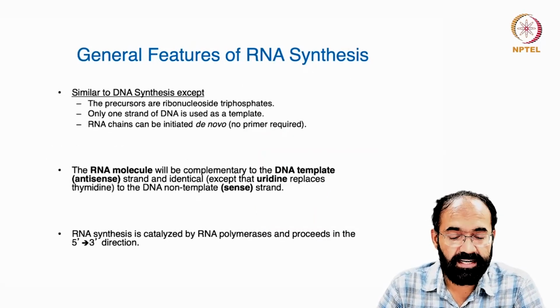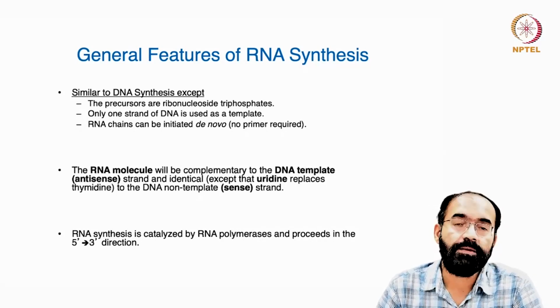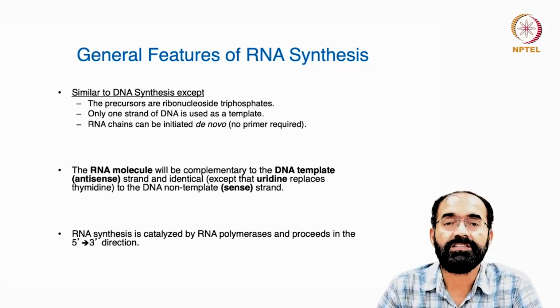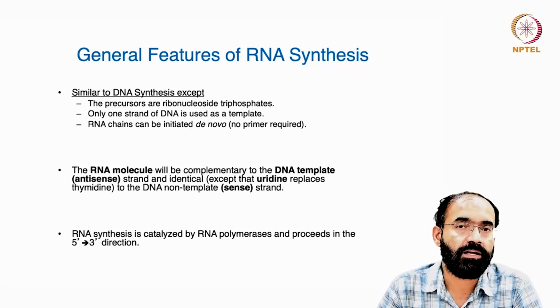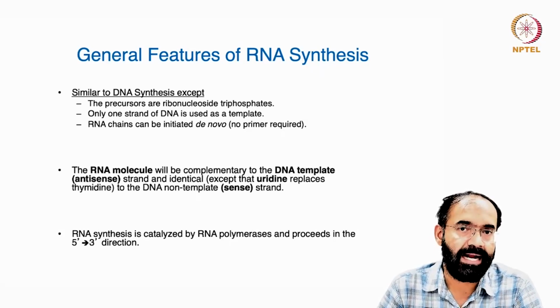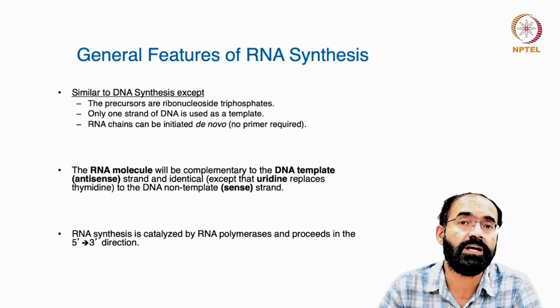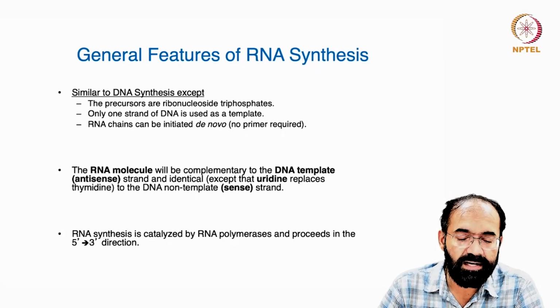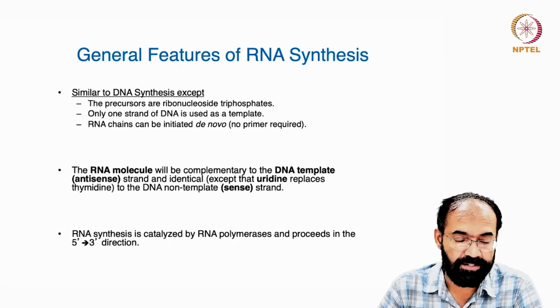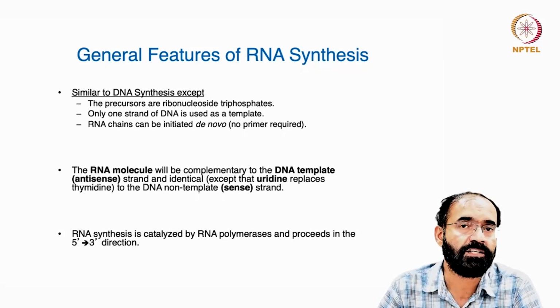Now, if you look at the general features of RNA synthesis, it is very much similar to that of DNA synthesis. That means in DNA synthesis, both the strands act as the template. It has to make a copy of itself. The precursors here are ribonucleoside triphosphates, unlike deoxyribonucleoside triphosphates in the case of DNA synthesis, because here we are producing RNA. Only one strand of DNA is used as a template, another difference. And RNA chains can be initiated de novo. That means no primer is required, because genes can be located in different parts of the genome.